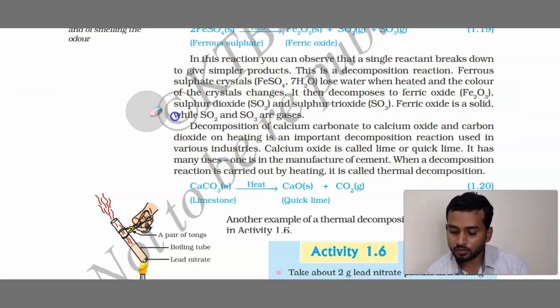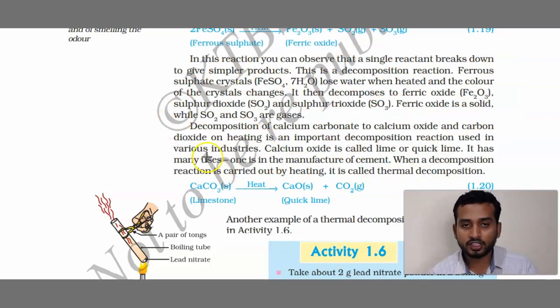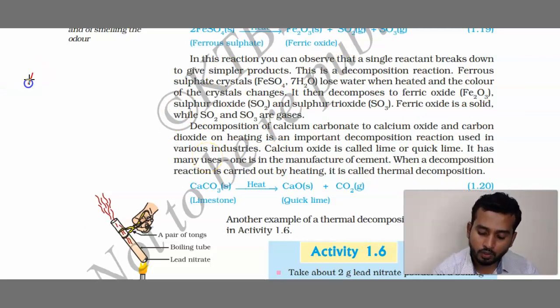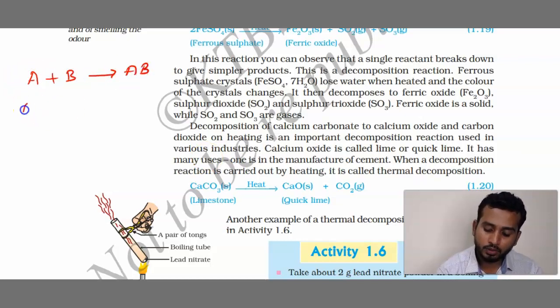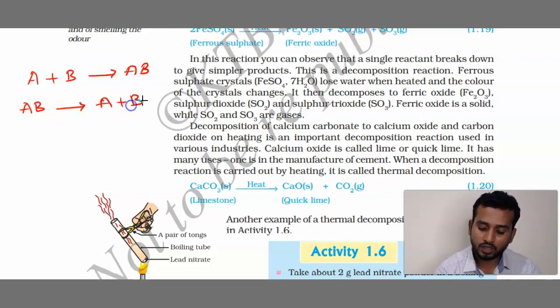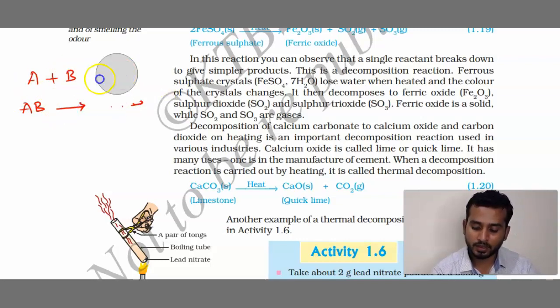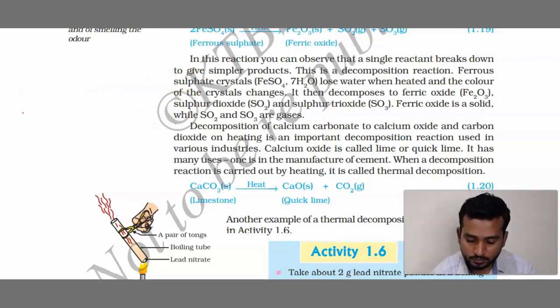Got it? Okay. Here decomposition is nothing but the opposite of combination reaction. In combination reaction, what happened? A plus B becomes AB. But in decomposition, it is opposite: AB becomes A plus B. Just you can remember this.